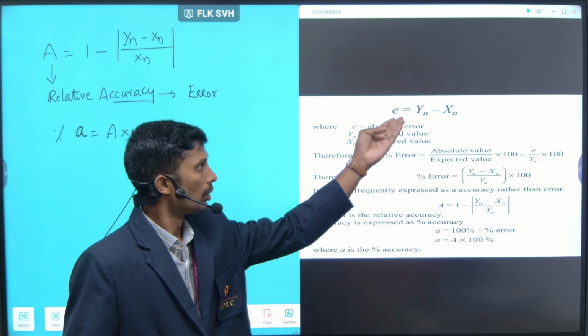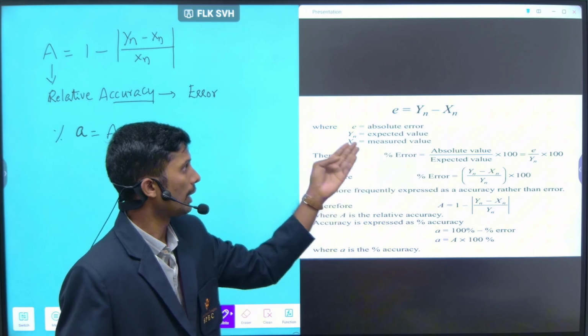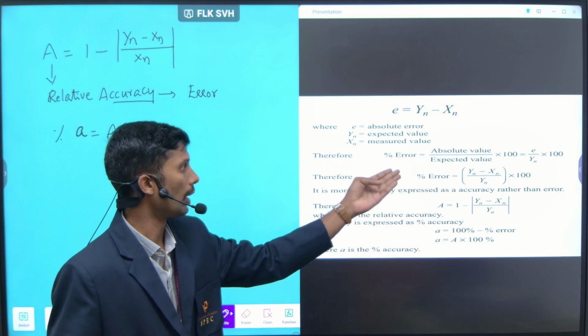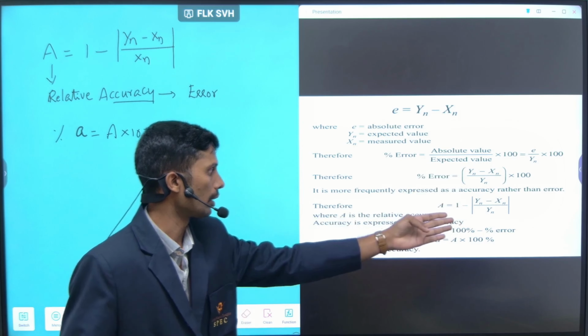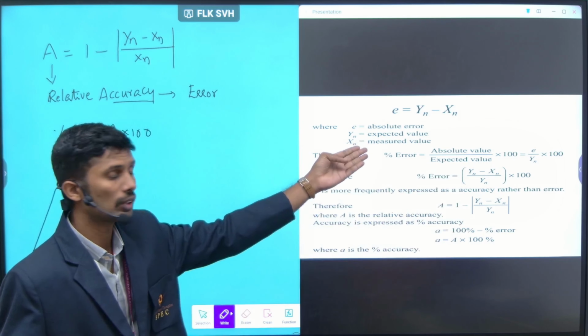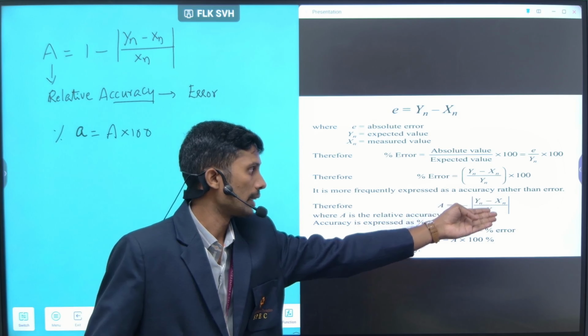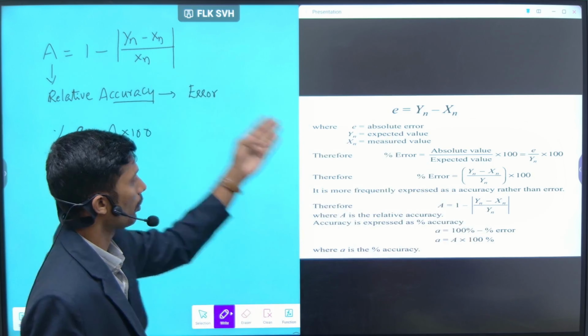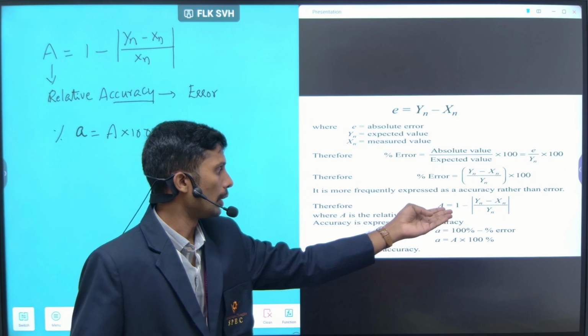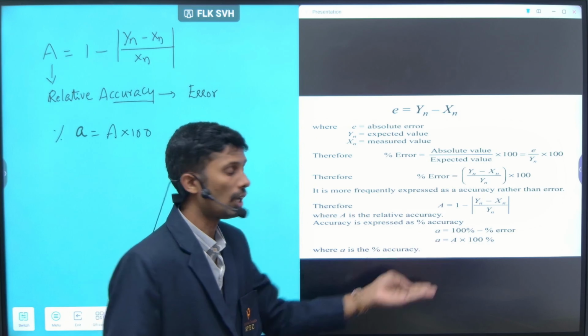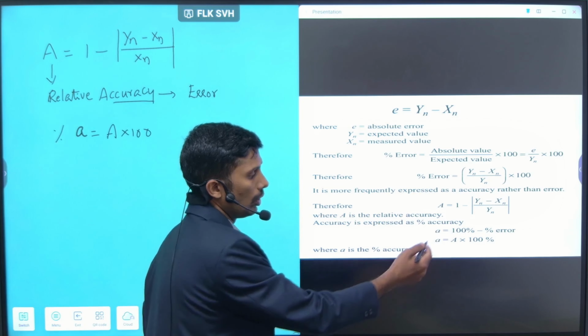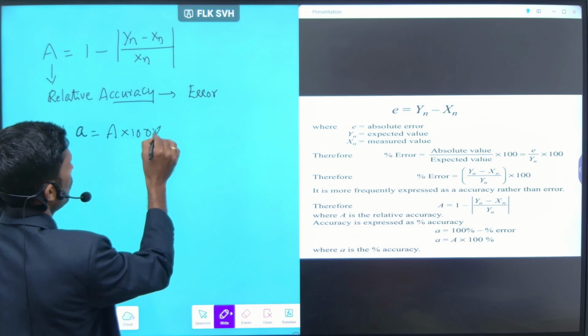Absolute error equals yn minus xn, expected value minus measured value. Percentage of error equals absolute error by expected value into 100. Once we calculate the error, we can measure the accuracy by using the error value. Capital A equals 1 minus the mod of yn minus xn by yn. Once we calculate the relative accuracy, we can calculate the percentage of accuracy: relative accuracy into 100%.